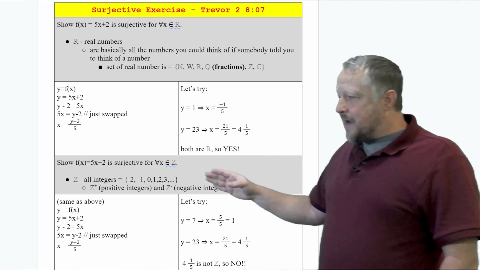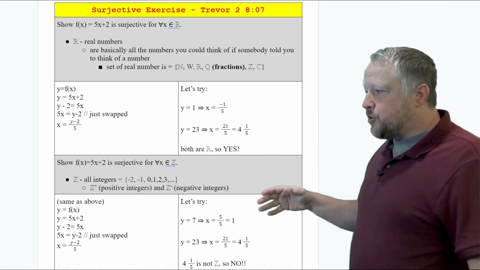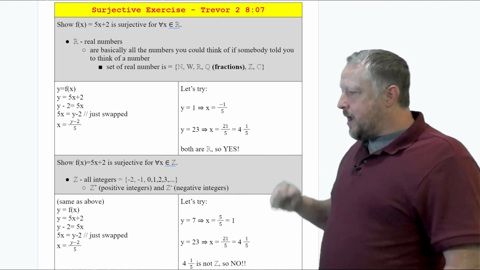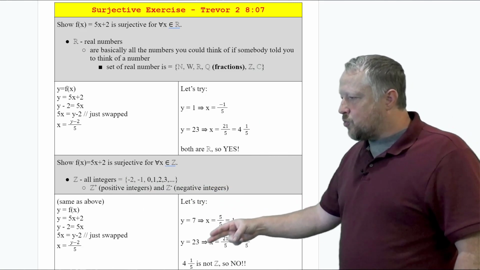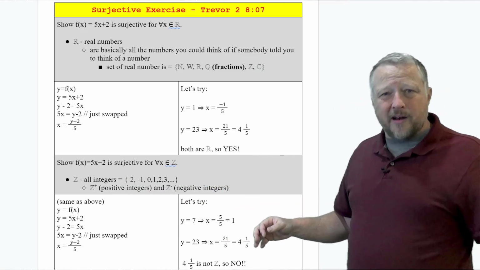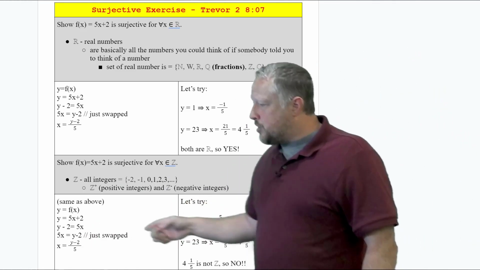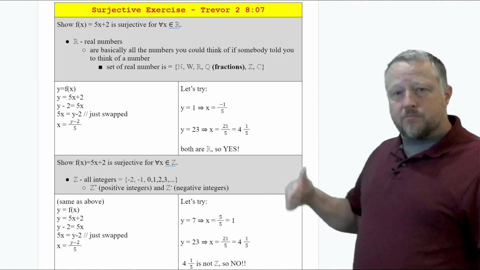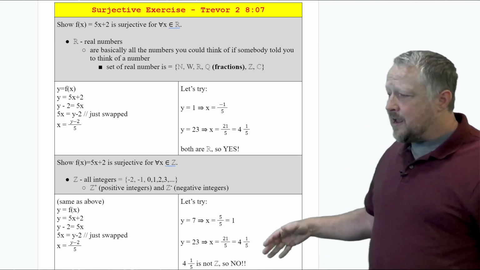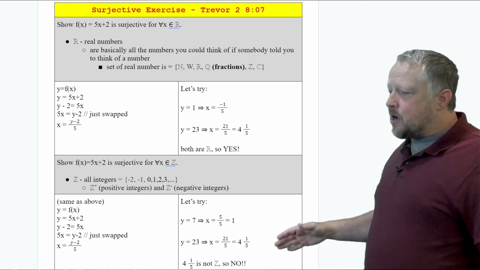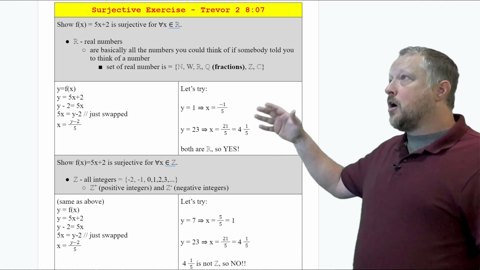But I'm going to try to do the exact same thing when our elements in x are all integers. Same as above, the exact same thing is set up, but this time I'm going to try 7 and 23. Honestly, I'm surprised I didn't try a negative number just for the giggles of it. But when we have 7, 7 minus 2 is 5, so 5 over 5 is equal to 1. So yeah, that worked out. But I'm going to use that same 23, and we end up with 4 and 1/5 again. That's not an integer, so that's not going to work with integers, but that function can be surjective for all of our real values.